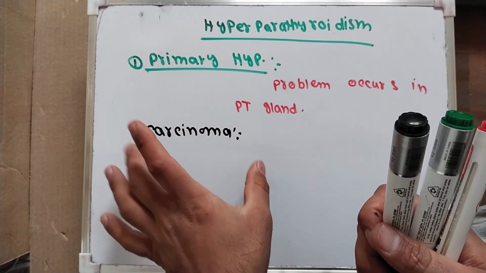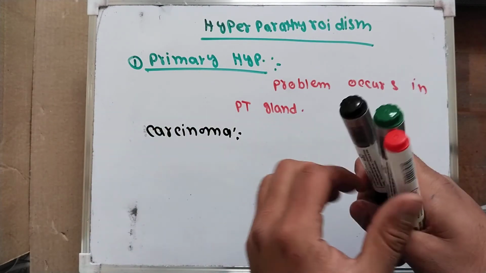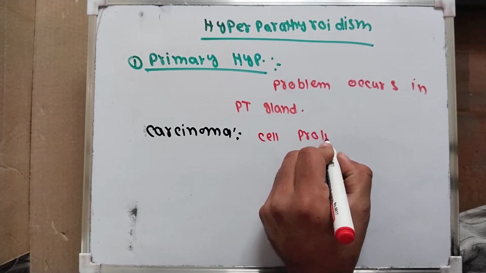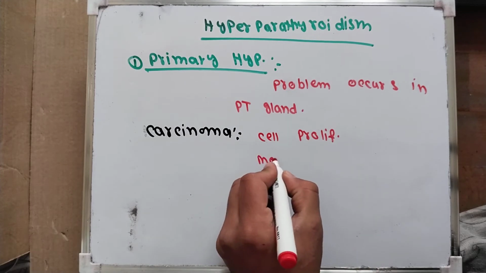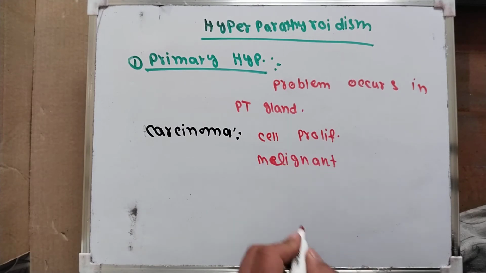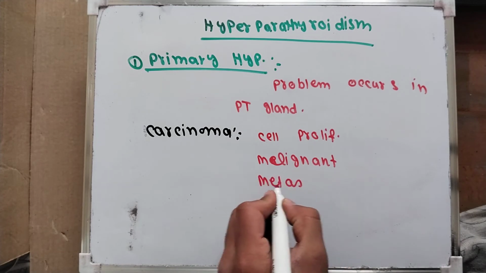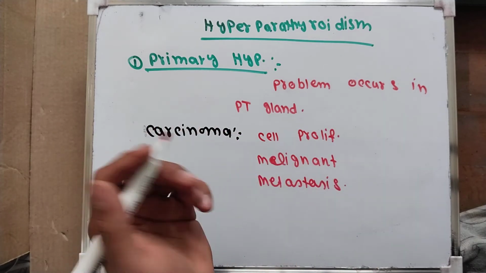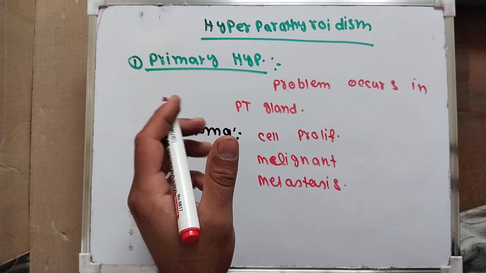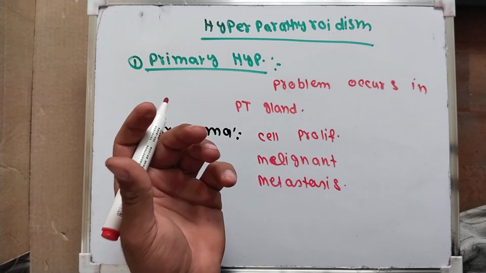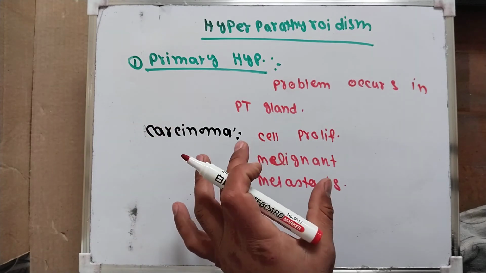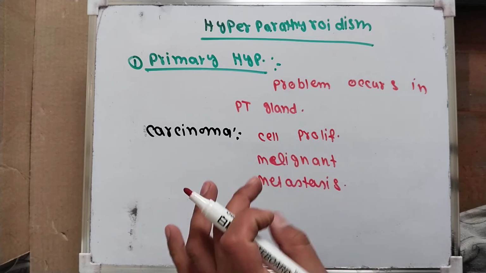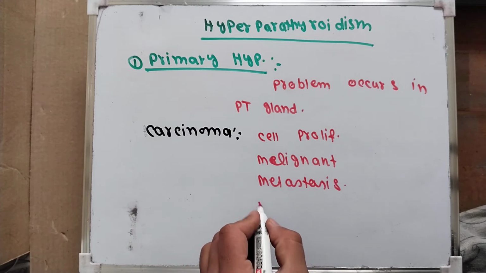The third form that causes primary hyperparathyroidism is carcinoma. This carcinoma is very dangerous. It is malignant, and cell proliferation occurs in this case. Malignant means that metastasis is also present, so it can spread from one organ to another. For example, if this occurs in the parathyroid gland, it can spread to surrounding organs and other organs of the body. In this case proliferation of the cells occurs, and malignancy and metastasis occur. It is derived from epithelial cells.